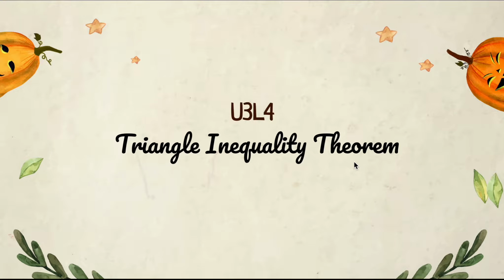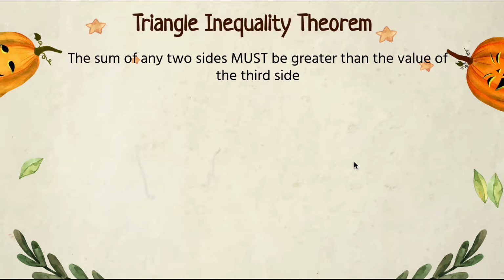Alright, in this video we're going to go over the triangle inequality theorem. Now, what the triangle inequality theorem says is that the sum of any two sides of your triangle must be greater than the value of the third side. It helps to provide some pictures and examples like this because this word jumble could be exactly that. It could be word jumble in your brain.